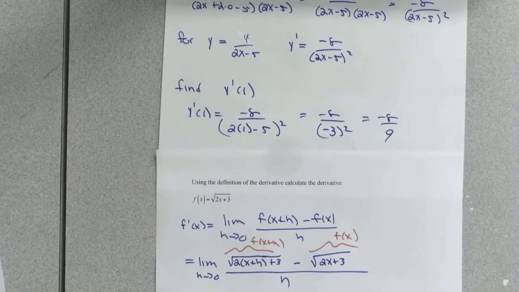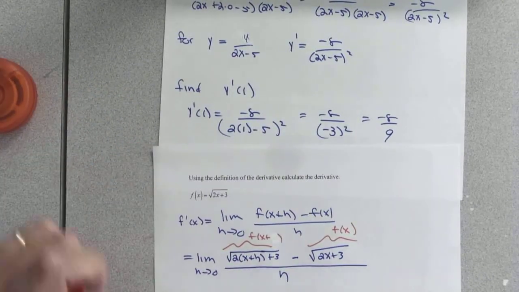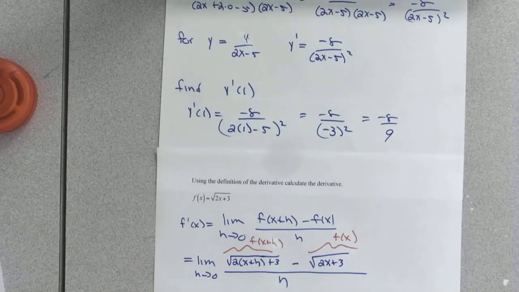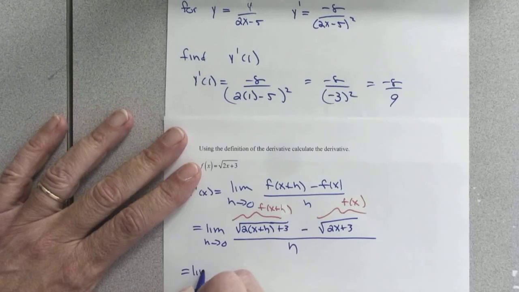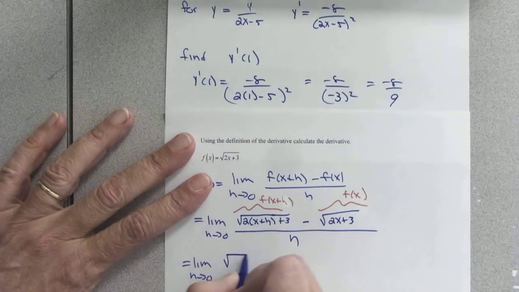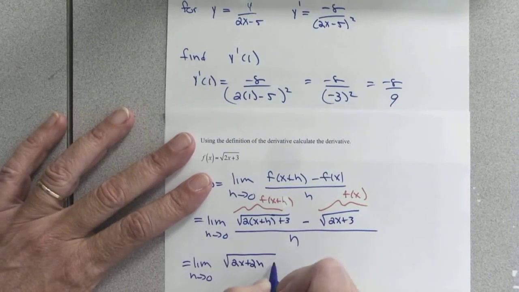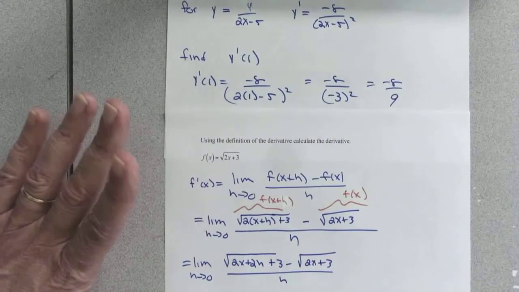One of the most common problems is right here, not remembering what f of x plus h means. All that means is to take your formula for f and replace the x with x plus h. That's all we've done. And then for the f of x, that just means the formula itself. And now we're going to start working this out. So that's going to be the limit as h goes to 0 of the square root of 2x plus 2h plus 3 minus the square root of 2x plus 3 all over h.